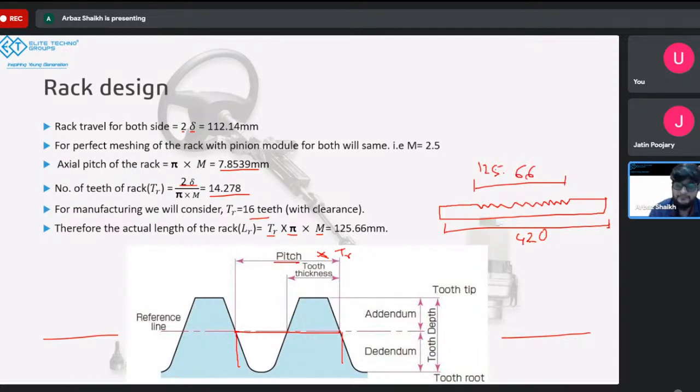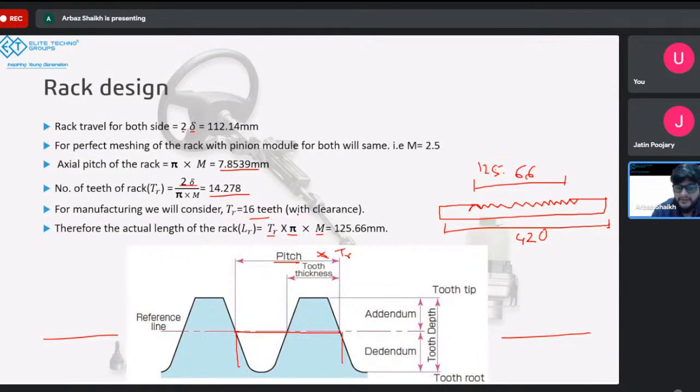Even if I increase this length, all I have to do is cut extra teeth in this part. It will not affect my geometry at all. It will not affect my steering ratio at all. It will just increase the number of teeth over here.